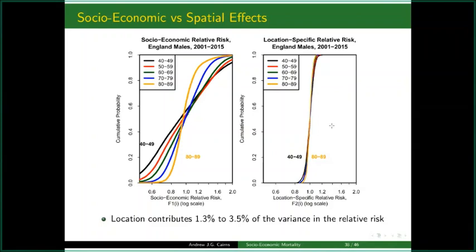On the right-hand side, on the same scale, it's the location-specific relative risk. The key takeaway here is that these plots are very much steeper than the socioeconomic relative risks on the left-hand side. So this is really telling us that we've modeled the socioeconomic effects, and these have captured most of the variation that we see across the country, and there's very little genuine location-specific risk. Indeed, if we look at the variances, location contributes only, depending on age group, 1.3% up to 3.5% of the variance in the relative risk.